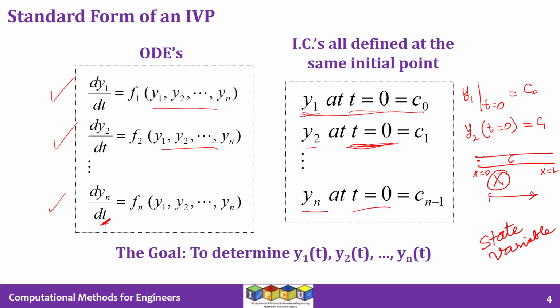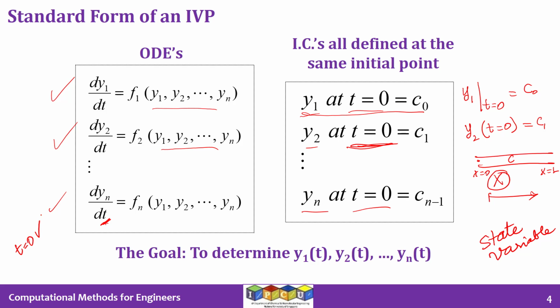Or you must be given all the conditions required to solve the problem at some other point in the reactor. It could be somewhere in the middle of the reactor or at the end of the reactor. But the conditions should be given all at the same values of the independent variable. That is what makes it an IVP. Given this standard form, our goal is to find out the values of y1, y2, y3, y4, yn as a function of time. So we are given the conditions at time t is equal to 0.